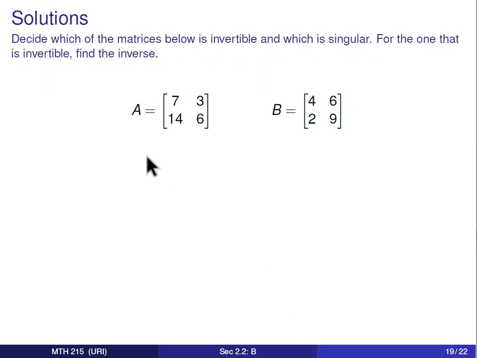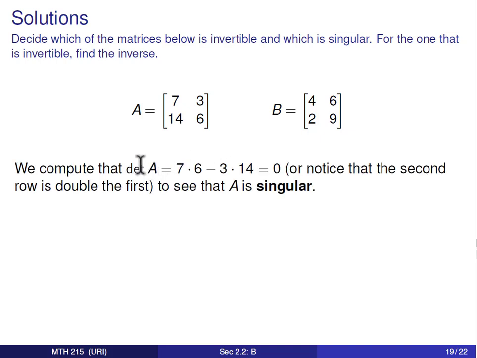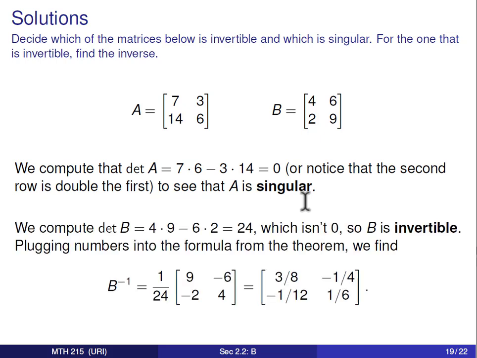Okay, for the first question, you're supposed to decide which of these matrices is invertible and which is singular. Hopefully you can take a quick look. Whether you compute the determinants or whether you just look at whether rows or columns are multiples of each other, you'll find that A is a singular matrix. It definitely does not have an inverse. So that means B does, and to find the inverse, what we can do is take the determinant.